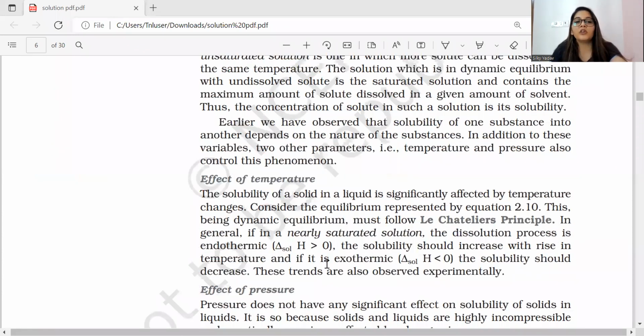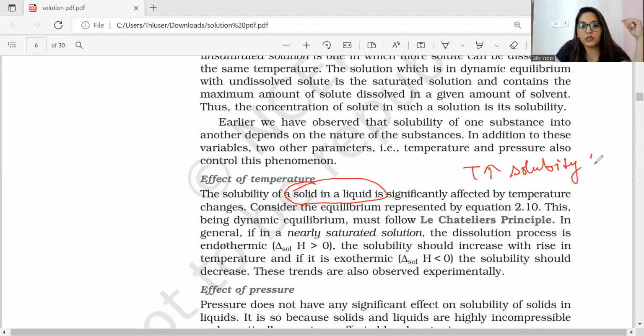Now we will be talking about the effect of temperature, that how temperature can create a difference. So the solubility of a solid, if you're talking about a solid and liquid, is significantly affected by the temperature. I've already told you that if you're increasing the temperature, the solubility is going to increase. If I'm saying just this line, it has no meaning. But if I'm talking about a solid, that in case of a solid, when you're increasing the temperature, solubility is increasing, now this is giving the correct information, right? So the solubility of a solid in a liquid is significantly affected by temperature changes.